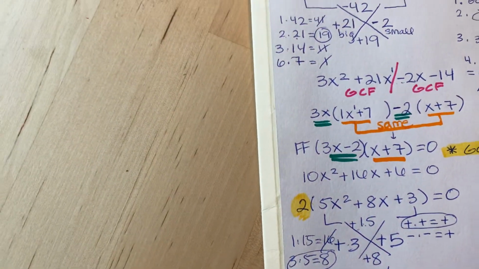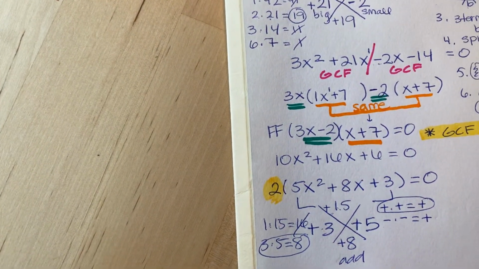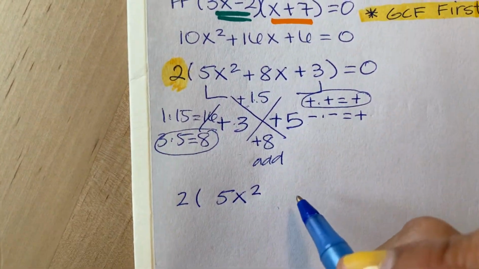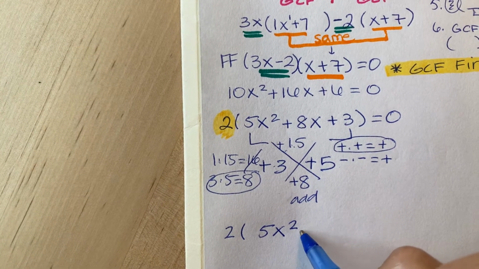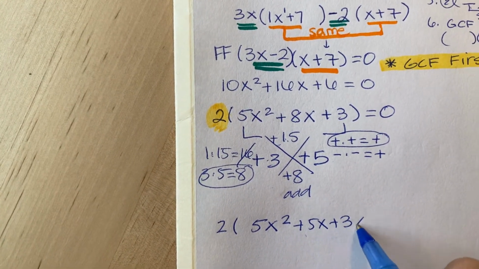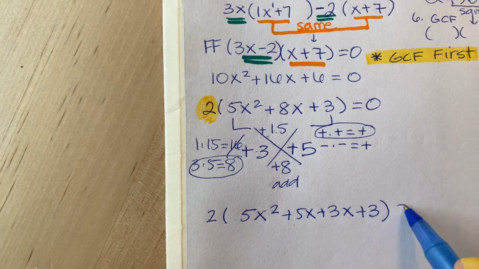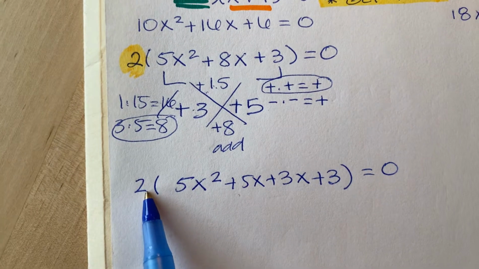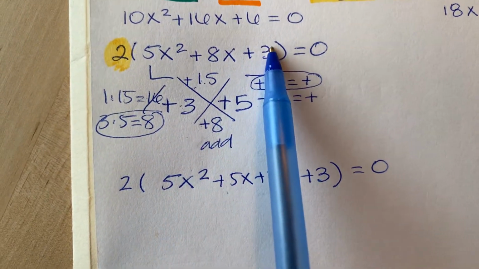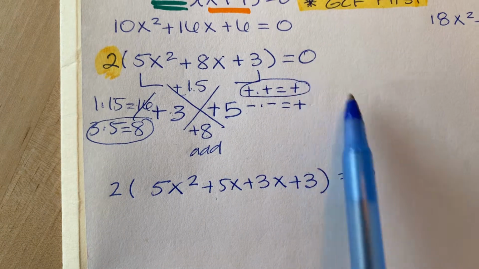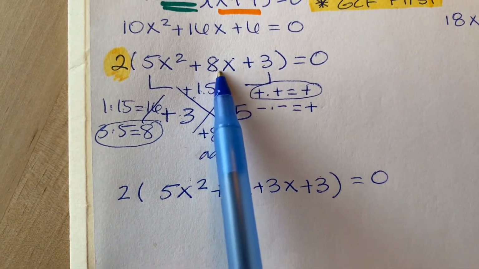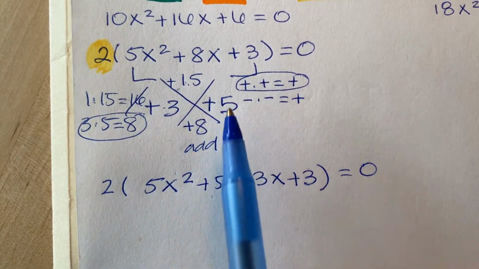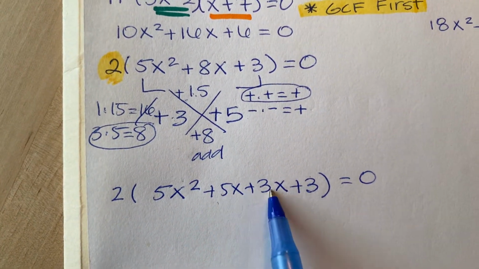Okay, so I'm going to get 2 times 5x squared plus 5x plus 3x plus 3 equals 0, right? So remember, the 2 is what we GCF'd, I just brought that down. 5x squared, 5x squared, constant value 3, 3, equals 0, 0. But the only thing they changed is this 8x got replaced with this 3 and 5. I just accidentally switched them. 5x plus 3x. It doesn't matter.